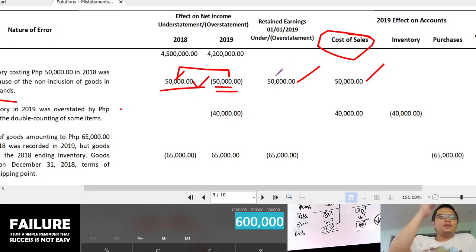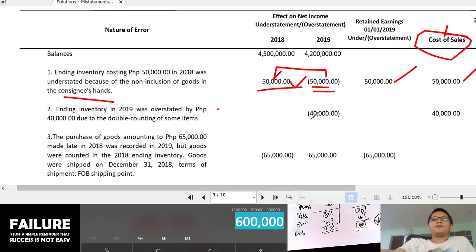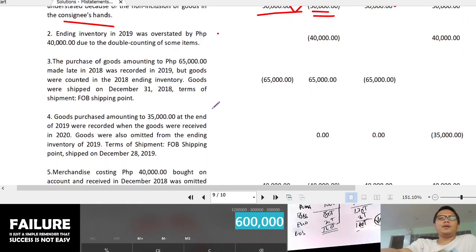Obviously then, we are in 2019. So the correction was to correct your what? Beginning inventory, not your ending inventory. Kasi nga, kung yung correction natin is ending inventory, the affected accounts are your cost of sales and your inventory that will be presented in your balance sheet. Okay, so yun siya.